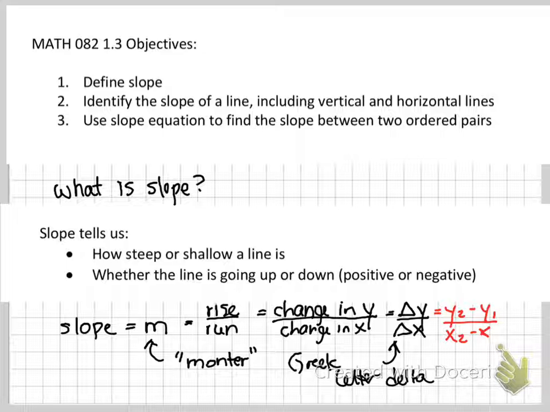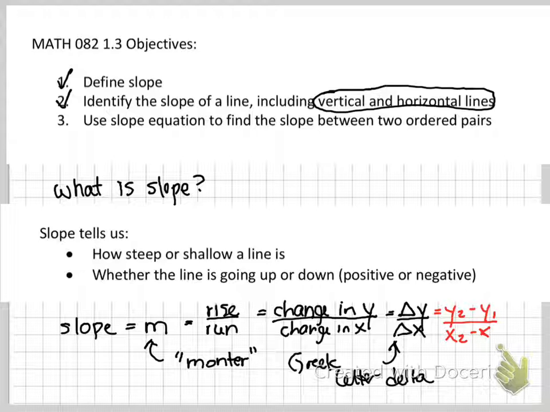In my previous video on section 1.3, I defined slope and taught you how to identify the slope of a line looking at the graph. What I didn't do in the last video is talk about vertical and horizontal lines. So this video is exclusively devoted to teaching you how to understand vertical and horizontal lines.